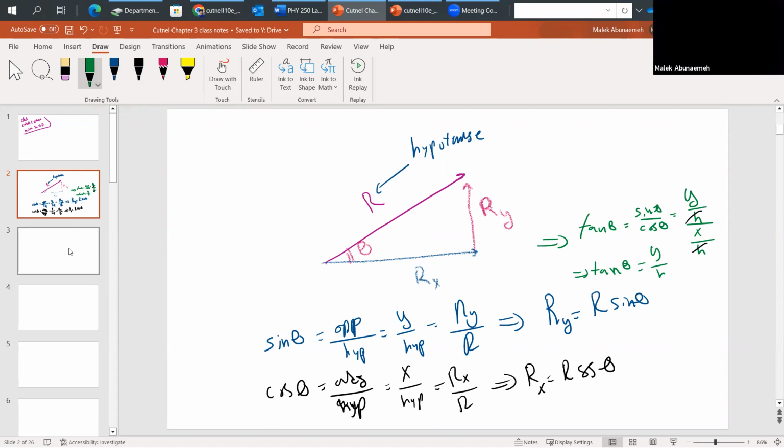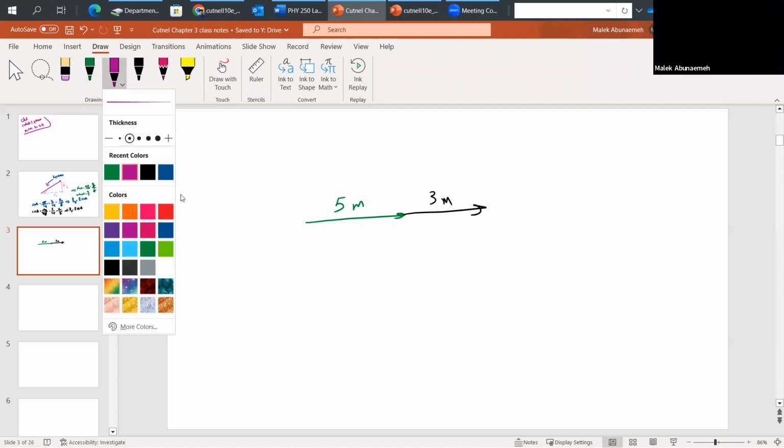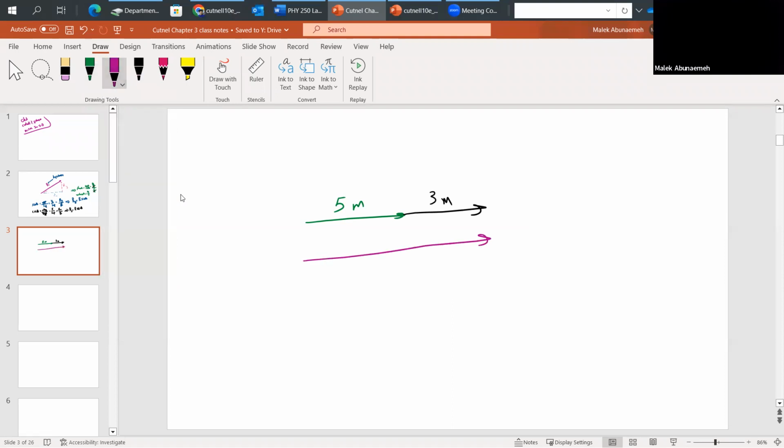We also talked about displacement in 1D. So let's say you have an object that moves 5 meters, and then it moves another 3 meters. Your resultant should be 5 plus 3, which is 8 meters. Now, let's talk about motion in 2 dimensions.